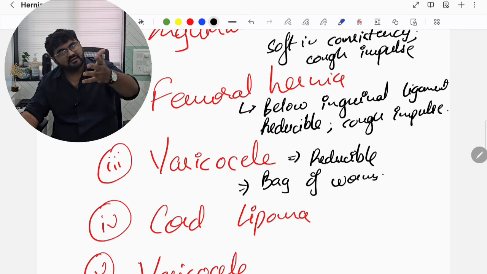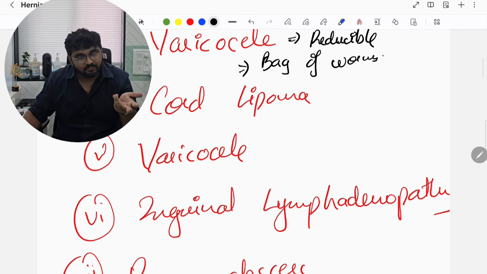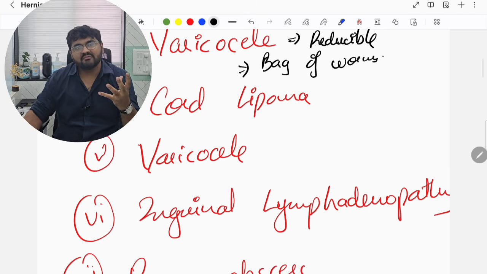There is a cord, and this cord can have a lipoma. So another differential is cord lipoma. Then you have inguinal lymph node.